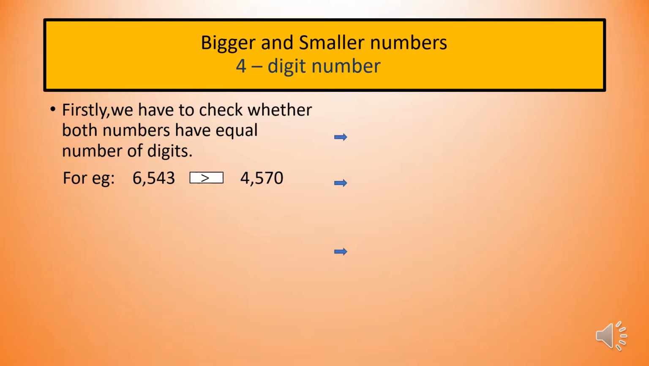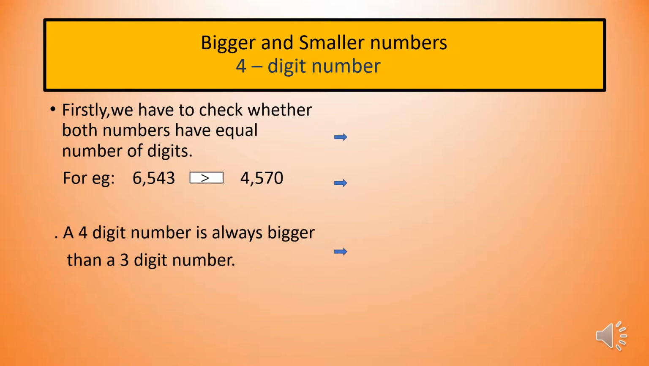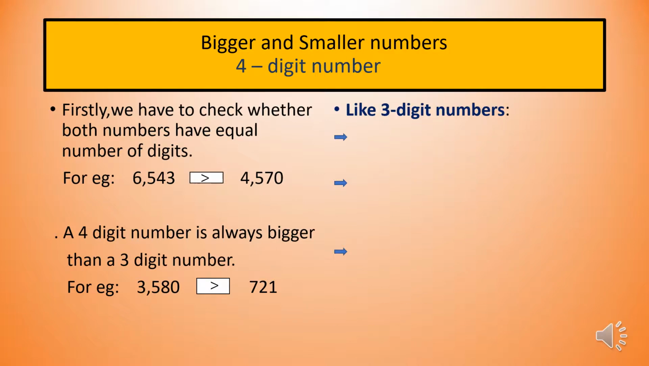Same way, a 4-digit number is always greater than a 3-digit number. So in the example, 3580 is a 4-digit number, whereas 721 is a 3-digit number. So a 4-digit number is greater than a 3-digit number. That is why 3580 is greater than 721.